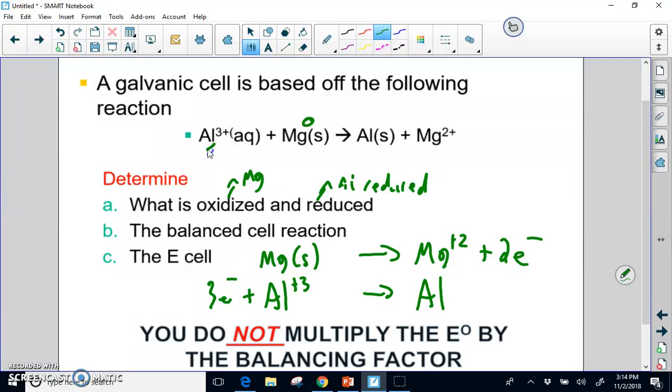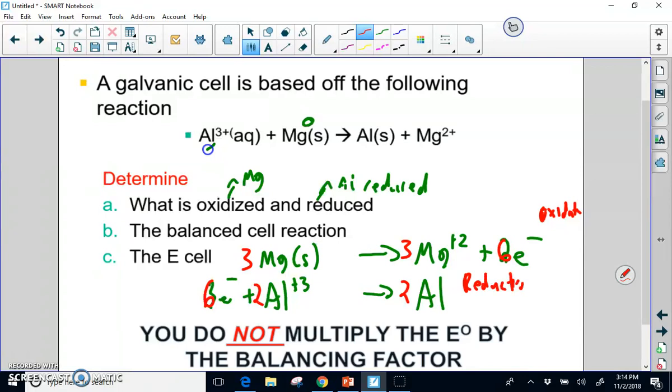Now you'll notice again that these reactions are not balanced, so we have to multiply them to make the electrons equal. So we need to multiply this reaction by 3, so 3, and this becomes 6. And then we need to multiply this reaction by 2. So 6, 2, and 2. So now we have our balanced half reactions. Again, this is the oxidation, and this is the reduction.